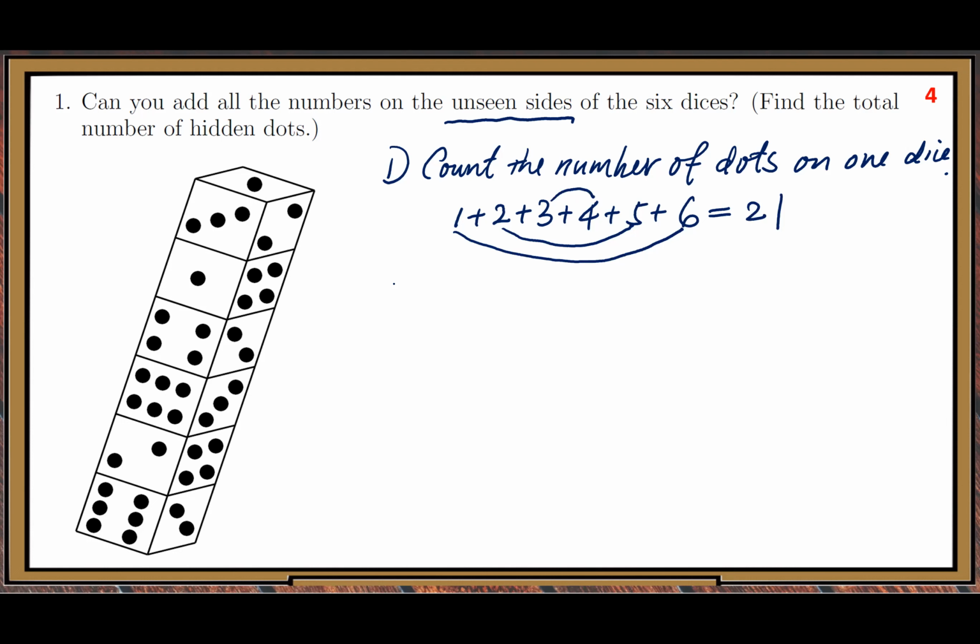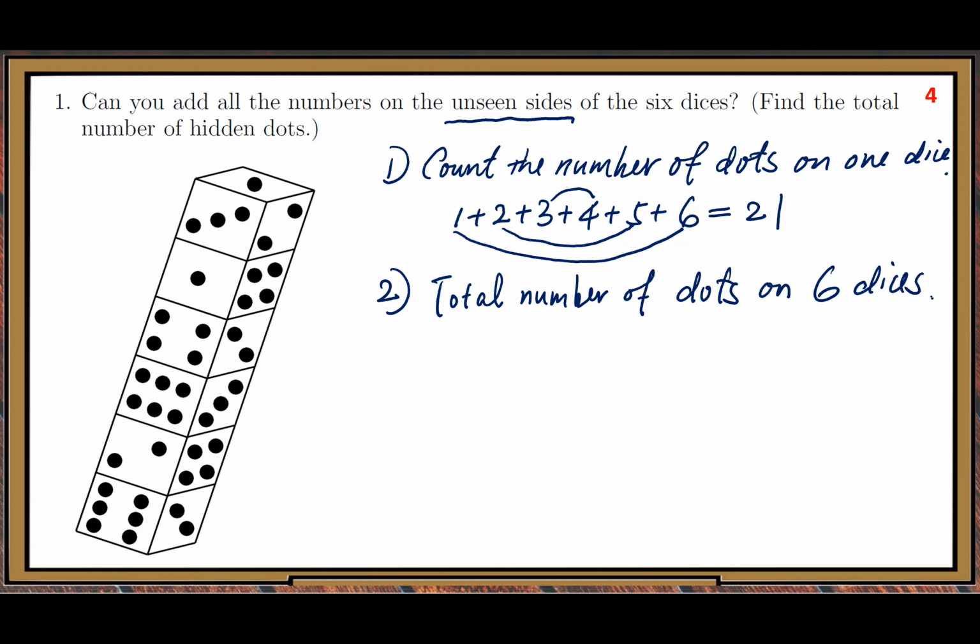Second, calculate the total number of dots on 6 dice. Just 21 times 6.